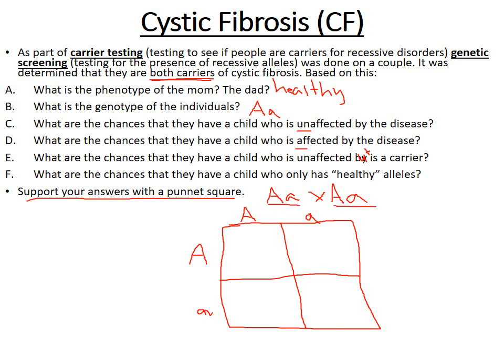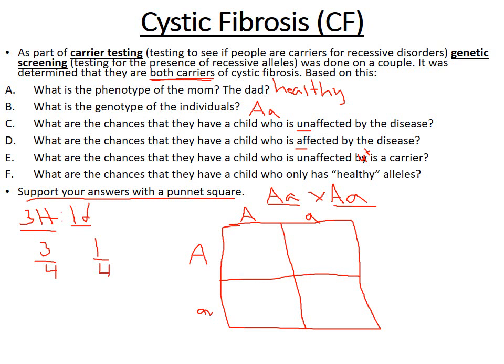You could have already answered this question without a Punnett square if I hadn't asked you for one. Hopefully you would have known that it's a 3-to-1 ratio, 3 dominant to 1. So just to show you how I would have solved that without a Punnett square, I would have had 3 healthy, H for healthy, to 1 disease, D for disease, because disease is my recessive, healthy is my dominant. So I would have had 3 out of 4 chances to have a kid who's not affected by the disease, and 1 of 4 chances to have a kid who is affected by the disease.